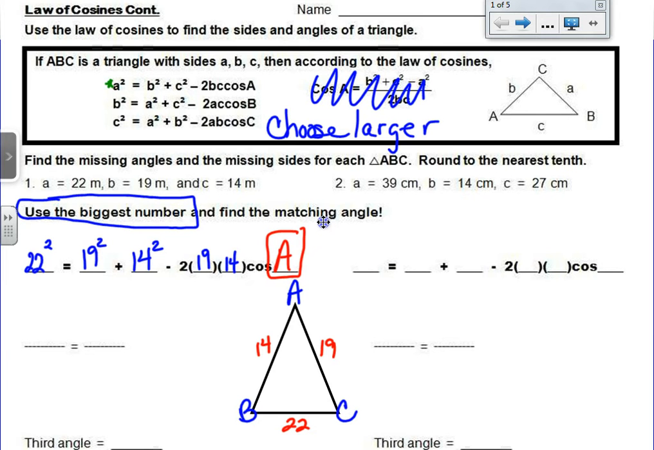Well, I was just going to ask, how do you know what formula to use? You always use the biggest one. So whichever side is the biggest, that's the version I want to use.